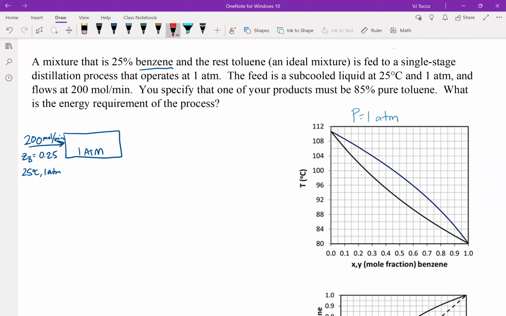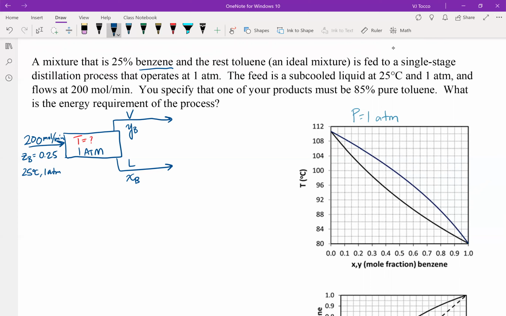So I've got to fill in some unknown variables here. The problem statement never told me what the temperature was, so that is going to be one of my unknowns. And I also don't have molar flow rates of the vapor or liquid products. But I do know I can calculate what either YB or XB is.